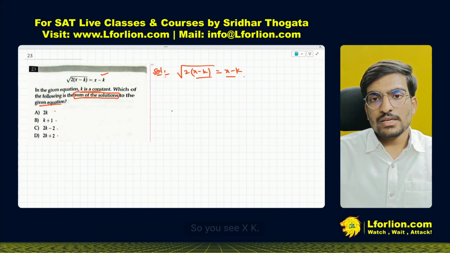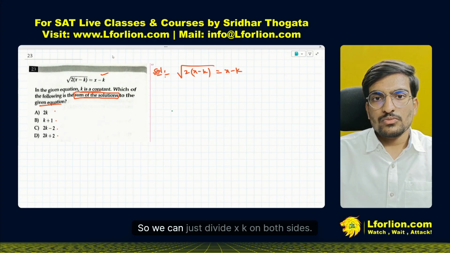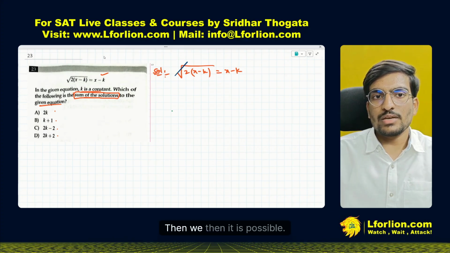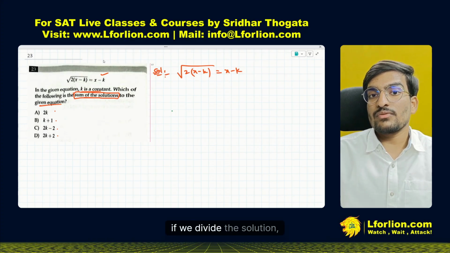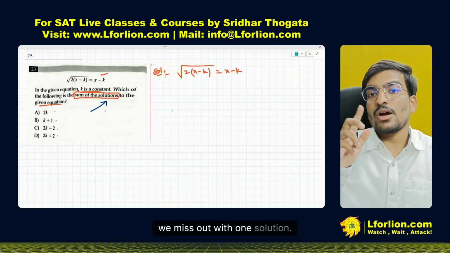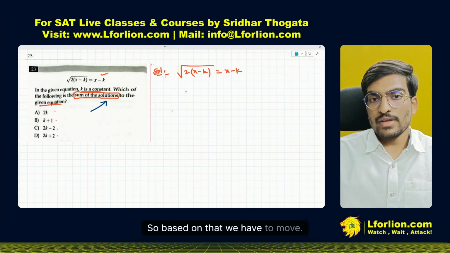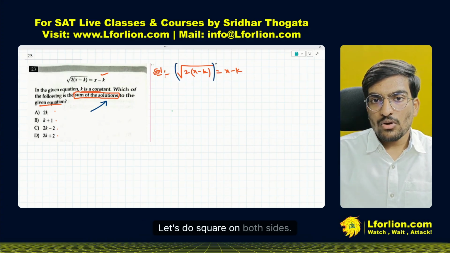So you see x minus k is similar here, so we can just divide x minus k on both sides. Before that, we have to get rid of this root, then it is possible. And when we divide x minus k on both sides, we miss out one solution. So based on that, we have to move. Let's square on both sides.